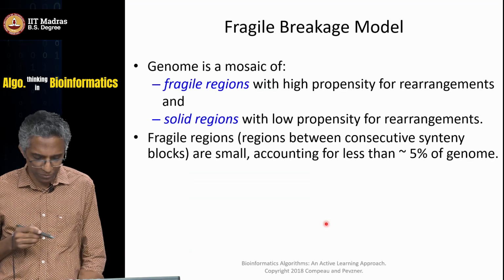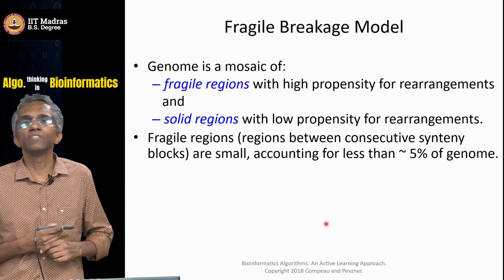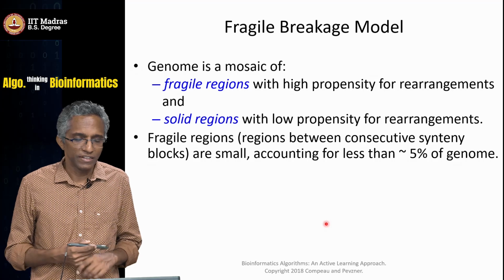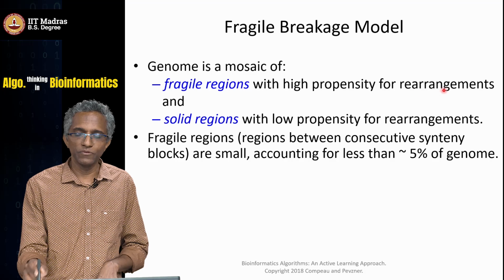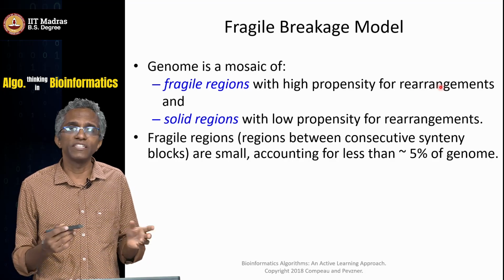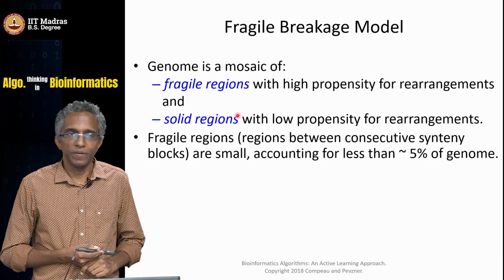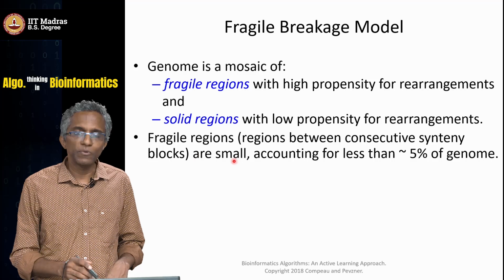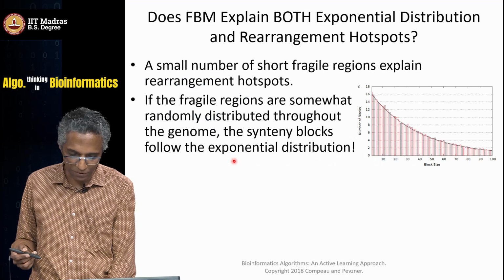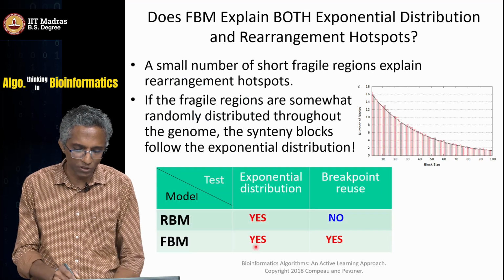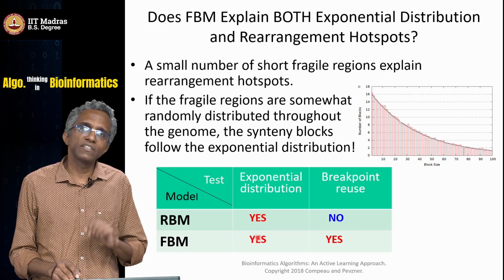fragile region model. The random breakage model says that there are no fragile regions in the genome, and that at random positions the genome can break and recombine. But what the fragile breakage model, FBM, says is that there are fragile regions with a high propensity for rearrangement, the hotspots where rearrangements happen, and there are more stable solid regions which have a low frequency of rearrangements. These fragile regions are themselves small and randomly distributed along the genome, so that the exponential distribution of block lengths can also be captured. That is basically the FBM model.